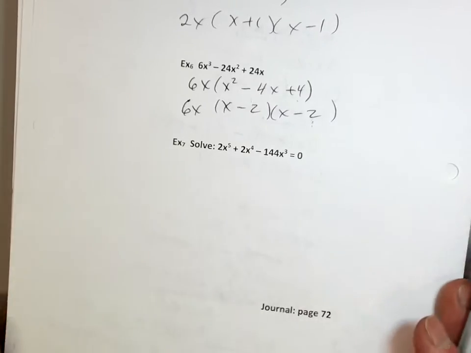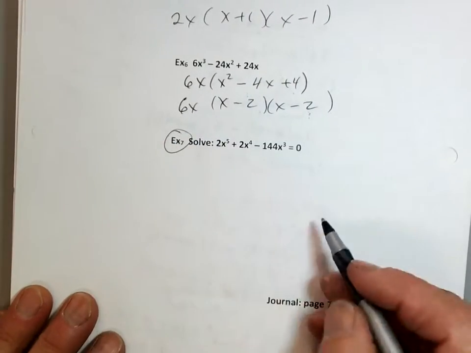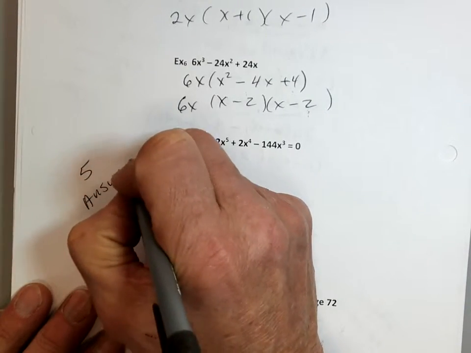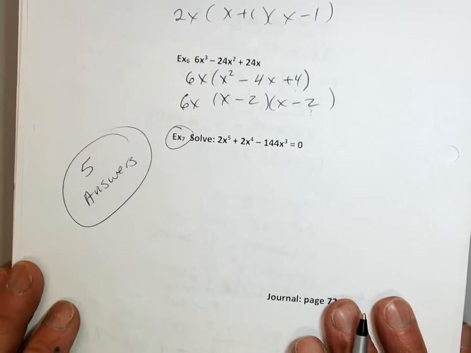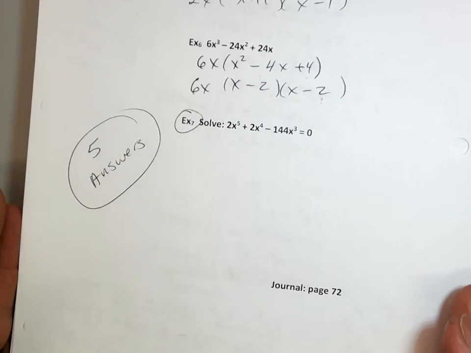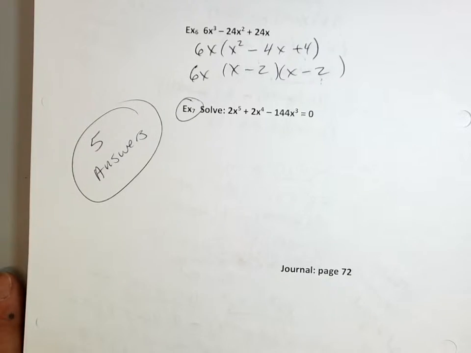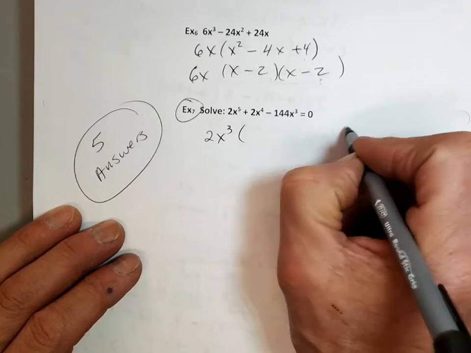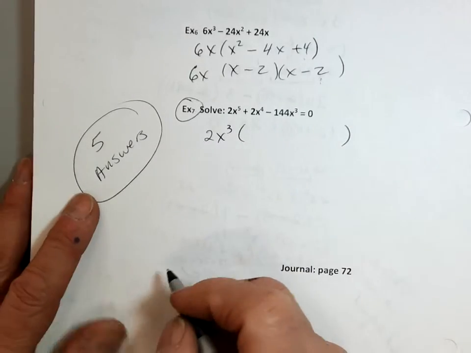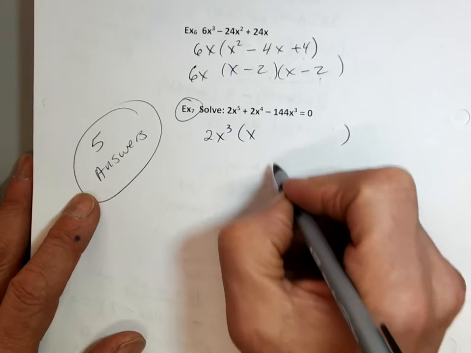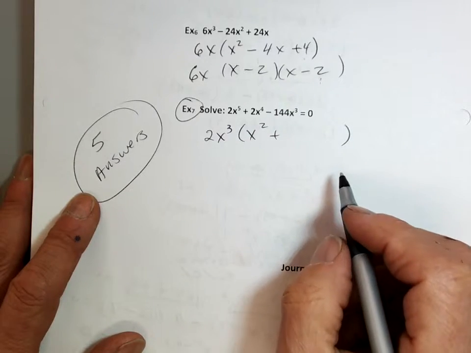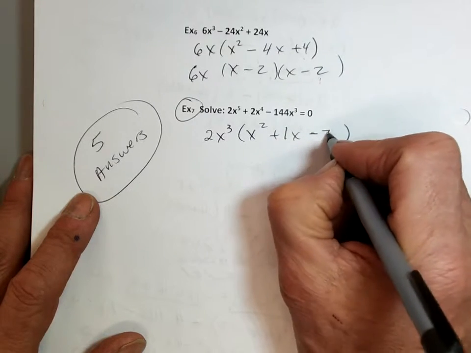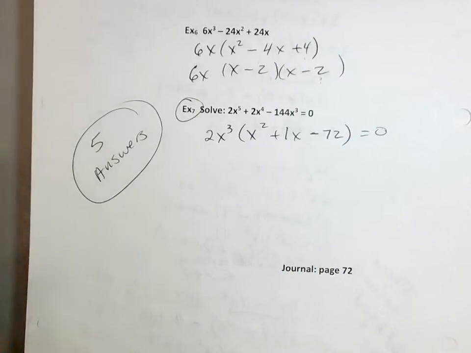Okay, so now, example number 7 technically has 5 answers. Sounds hard, doesn't it? Not at all. It's not going to be that hard. Do you see anything? What do you see? There's a 2 and a big number cubed. They have a 2x cubed. What's left inside? x squared plus x minus 72, right? Okay.